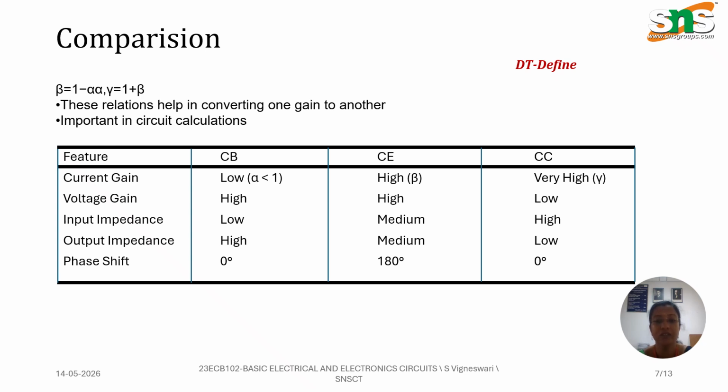The current gain slowly improves, and the voltage gain starts to degrade. For common base and common emitter it is high, and for common collector it is low. Input impedance is low for common base, medium for common emitter, and high for common collector. As for phase shift, common base and common collector have no phase shift, whereas common emitter has a 180-degree phase shift.